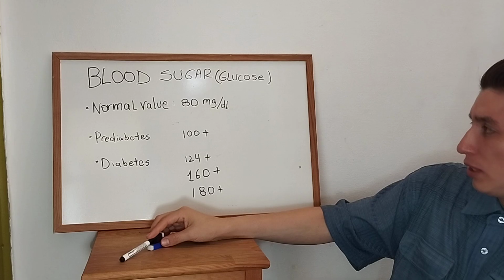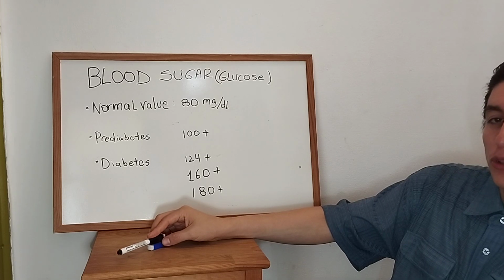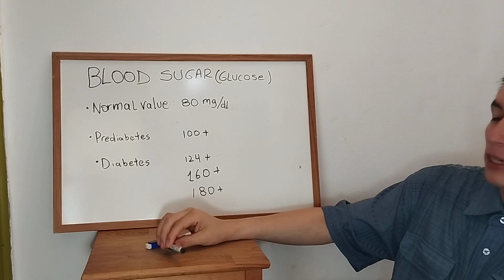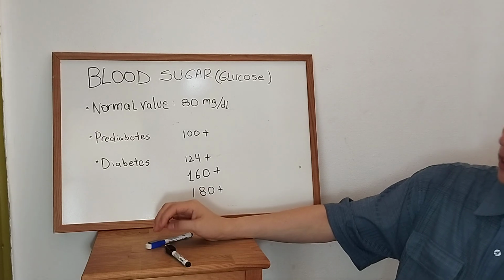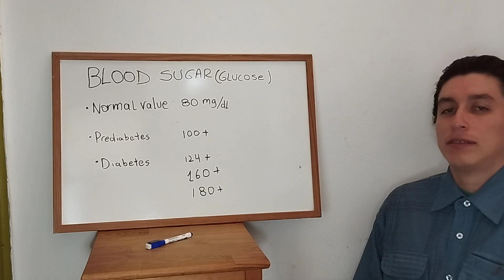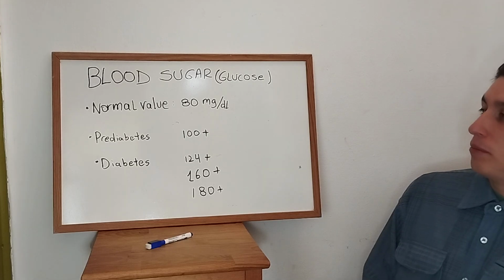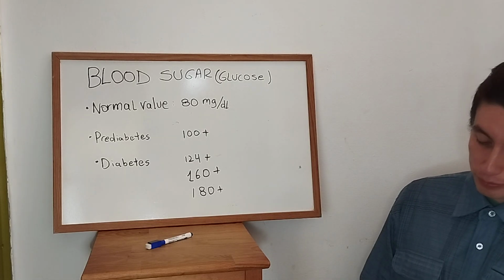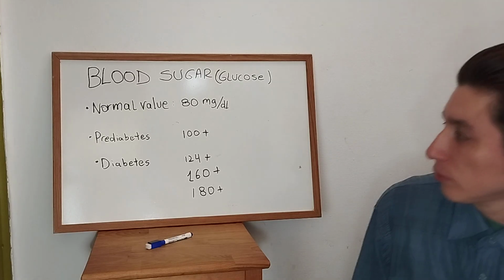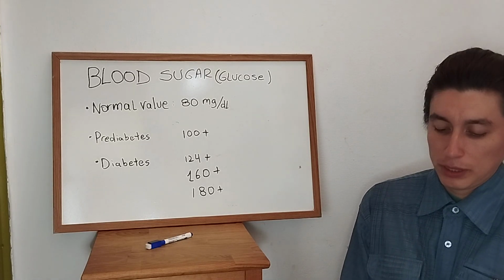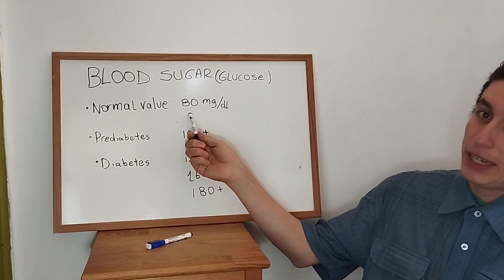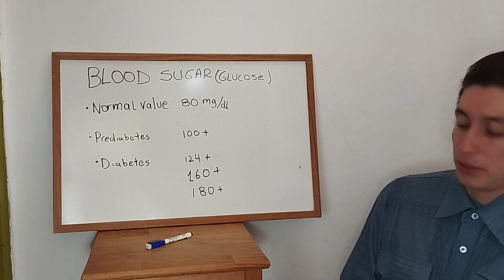First of all, the blood sugar that we are having in our organism is going to be the glucose. There are other sugars that our body is going to use, but the one that is the most abundant is the glucose. So, what's the normal value for our glucose in blood? As you can see here, 80 milligrams per deciliter.